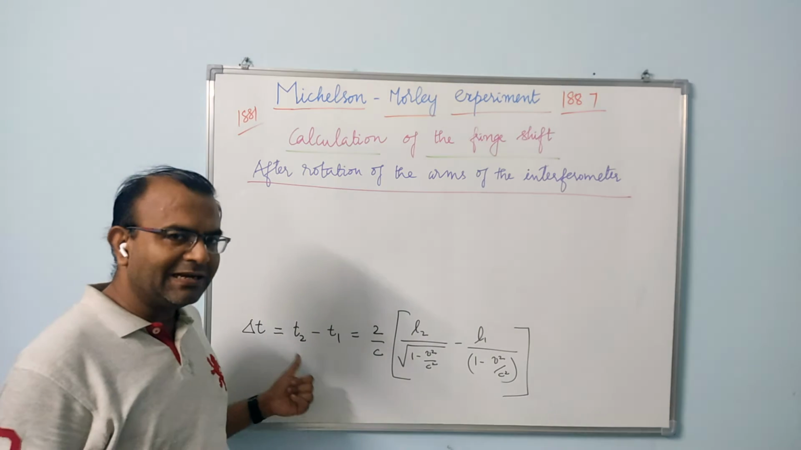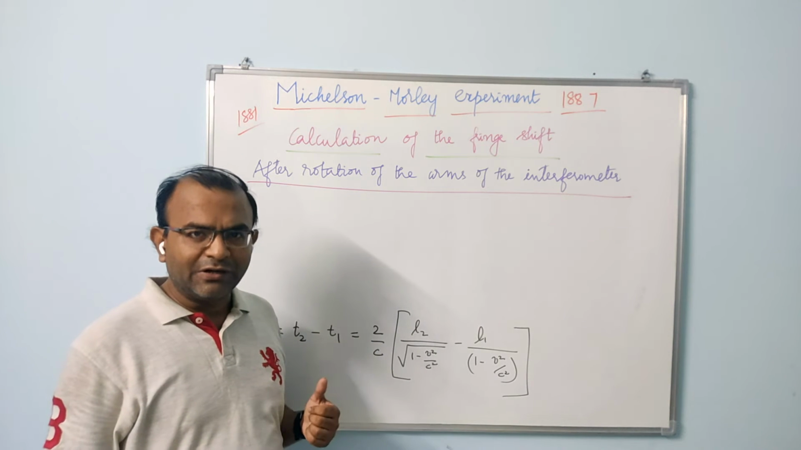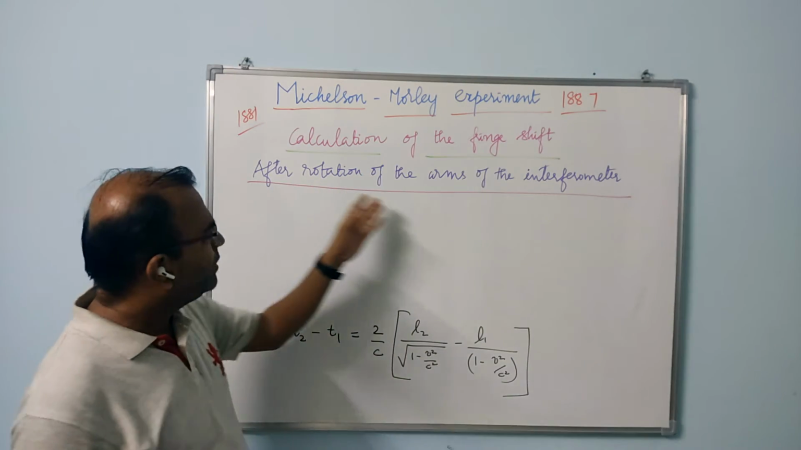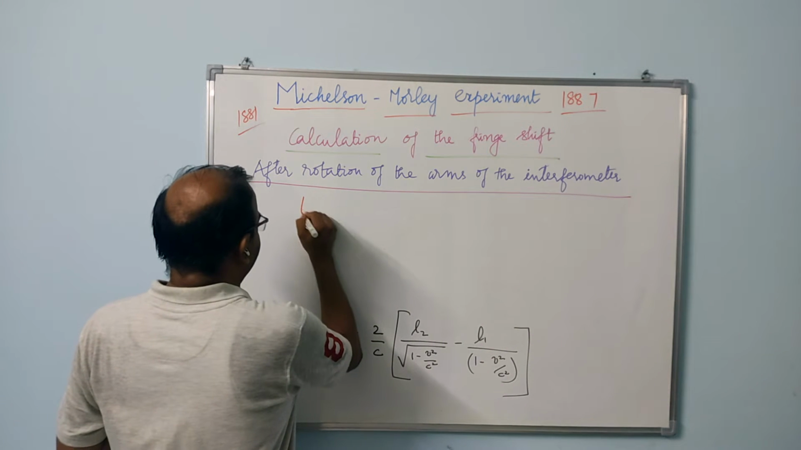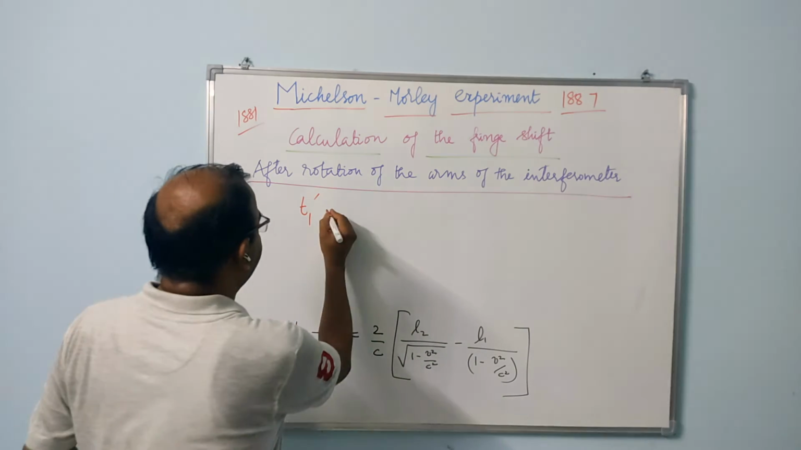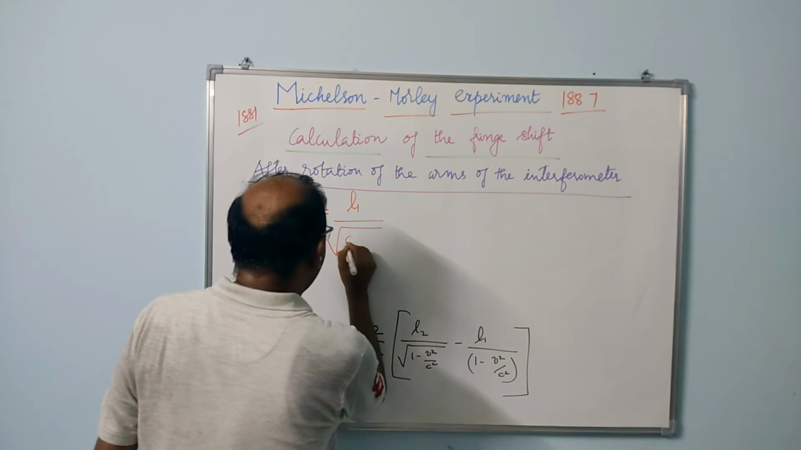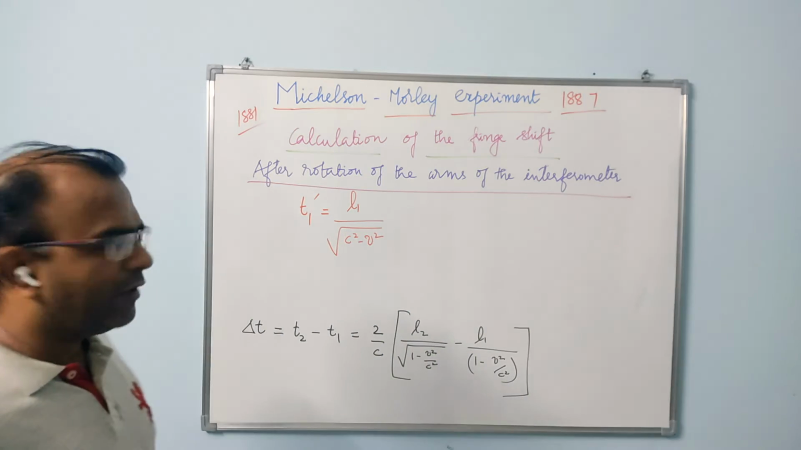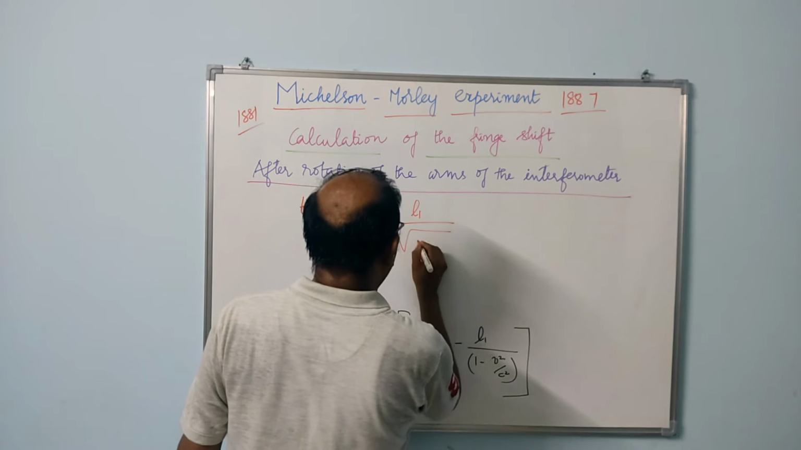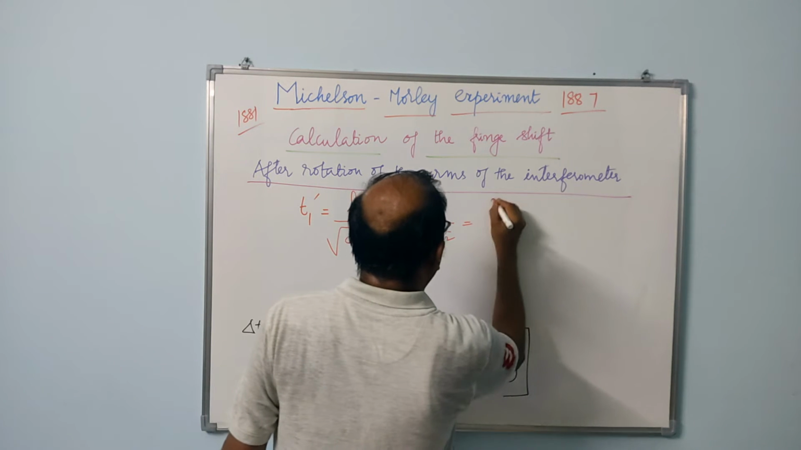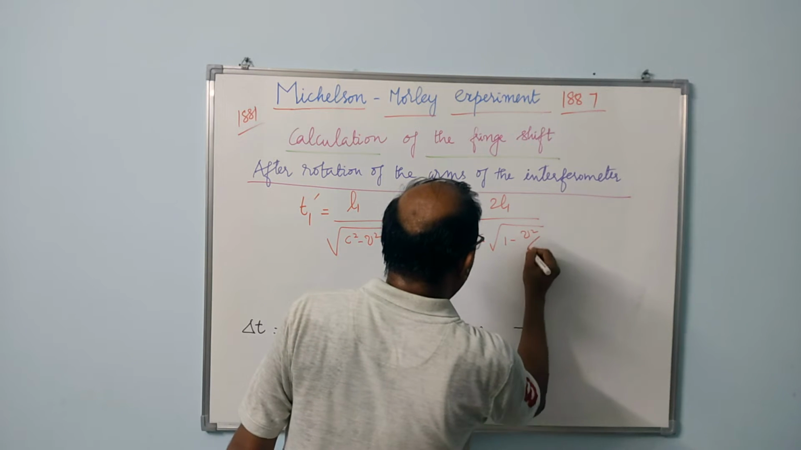Therefore, we have to calculate again the times for the travel of the light beams along the parallel and the perpendicular arms after rotation. So after rotation of the arms of the interferometer, what are the times? Let me say that for the parallel beam now, the time is T1 prime. This is going to be equal to L1 over, now since this became the perpendicular arm, the velocity for this is square root of c squared minus v squared. So again it is L1 over square root of c squared minus v squared. Therefore now this becomes 2L1 over c, if you take it out, square root of 1 minus v squared over c squared.